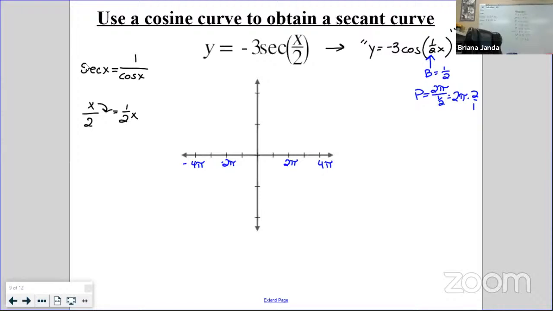We have an amplitude of 3, and so I need to make sure that I can get up to 3 and down to -3. We don't have a vertical shift on this one. So I'm going to go ahead and just label up to 3. Okay. We don't have a vertical shift on this one, so my midline is not moving. So here at the x-axis, it is a cosine curve.